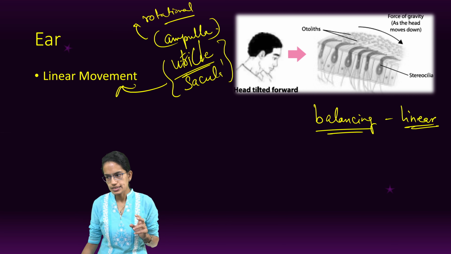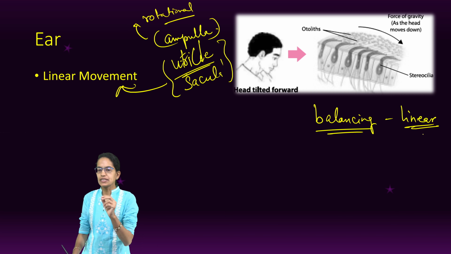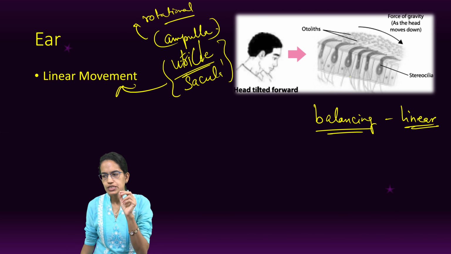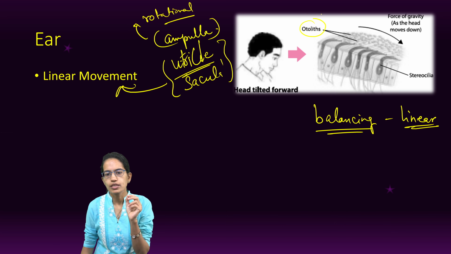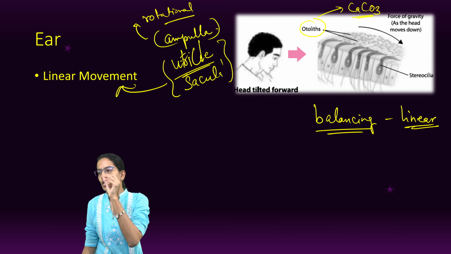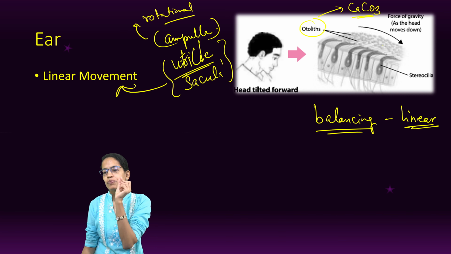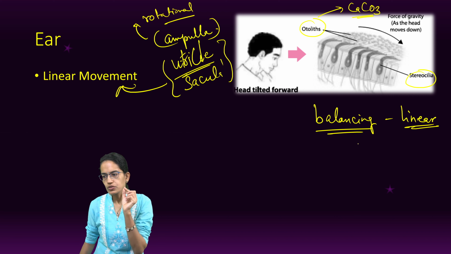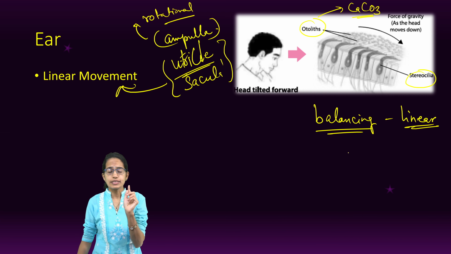say the linear acceleration. Now, what happens is there are hair-like substances which are embedded within the otoliths. Now what is otolith? Otolith is nothing but calcium carbonate, and these calcium carbonate crystals have small hair-like mechanisms which are known as stereocilia. Now these stereocilia are important to understand the linear movement.